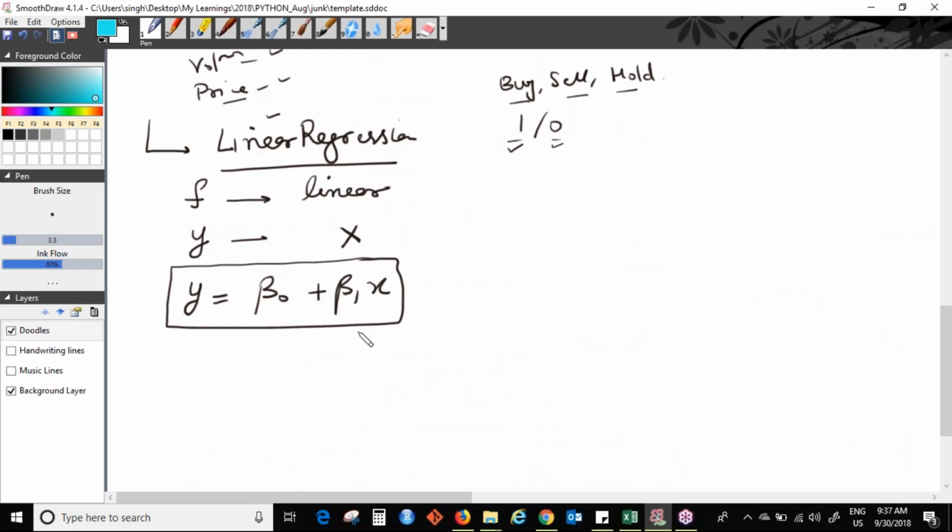Yes, this is the equation of a straight line: y is equal to mx plus c. Remember, in high school you would have learned about straight lines and seen this equation, y is equal to mx plus c. Here I have written the same equation: instead of m I have written beta 1, and instead of c I have written beta naught. So it is the same equation. Sinu, what is not clear? Which portion?